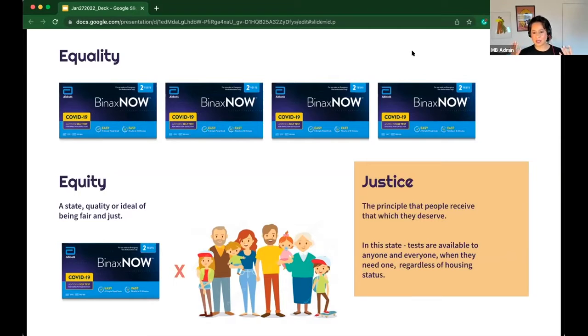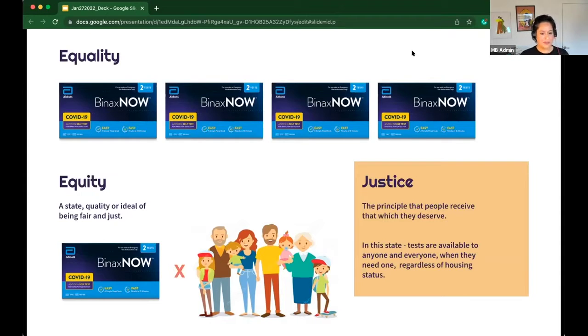And that is a big focus of our work, is really thinking about how we start to quantify things like justice so that they can be measured, right? Because if you're not measuring it, it's really hard to know whether you're making progress or not. And in a state of justice, using this example of COVID tests, we know that tests are available to whomever needs one, whenever they need it, regardless of their housing status, because getting tested to see whether you have COVID or not should not be dependent on whether you're housed in a permanent structure.